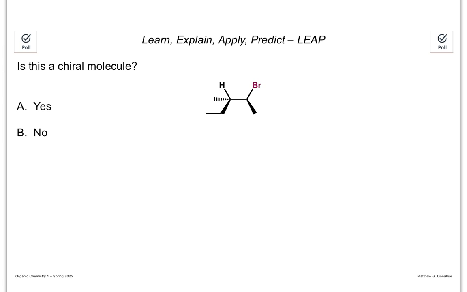So this is the minor product. That was a secondary bromide. Is that a chiral molecule? This molecule is chiral. Remember, a stereogenic center has 4 unique substituents.